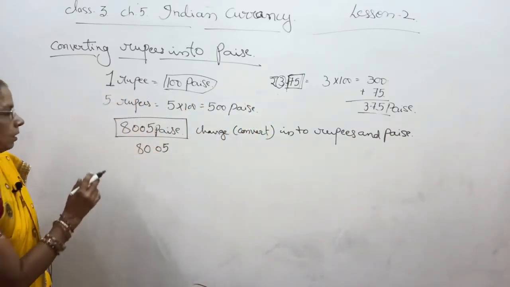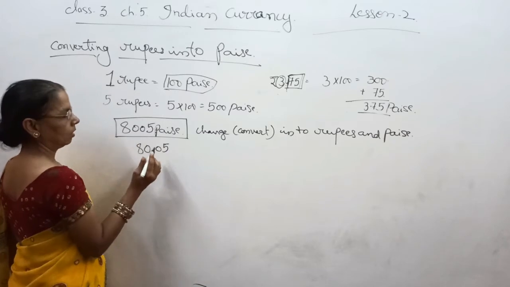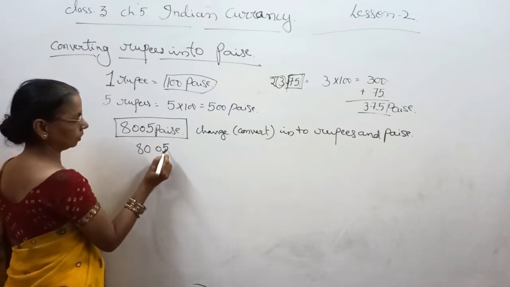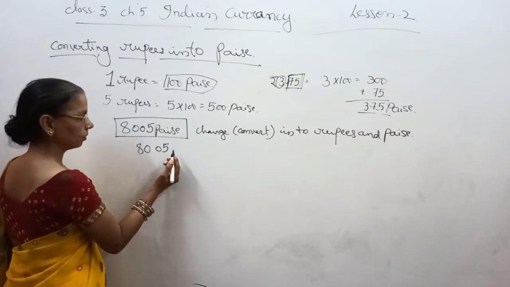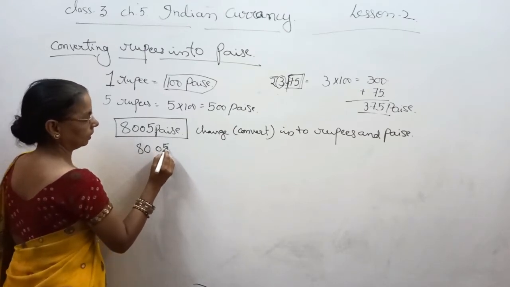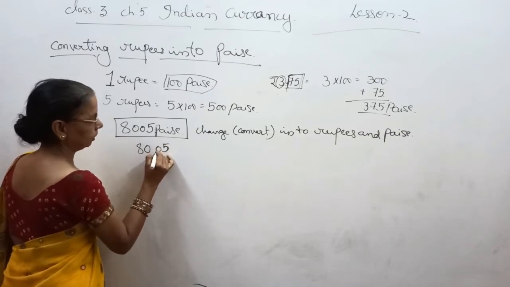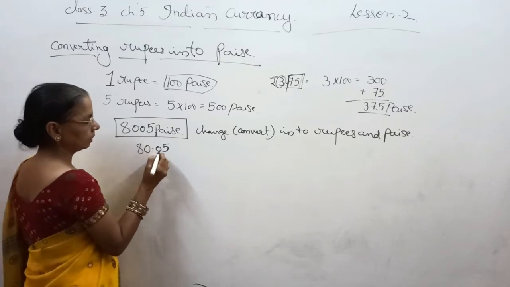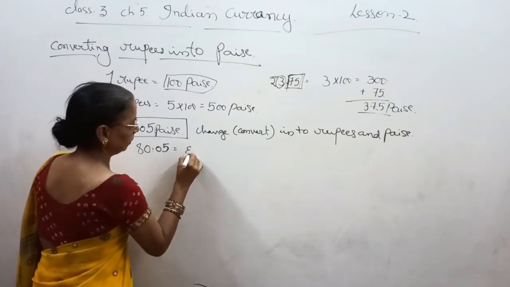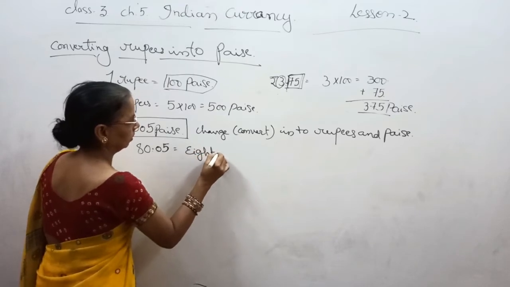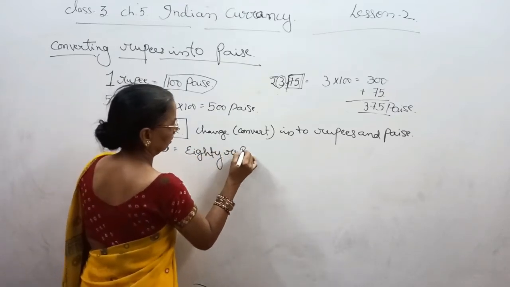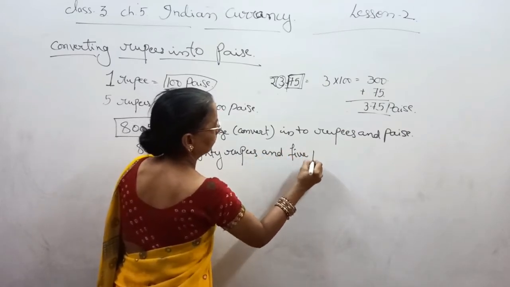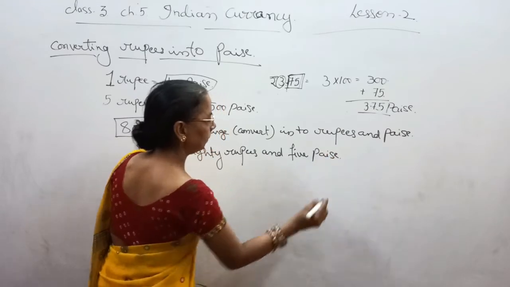Likewise, here 8005 paise is there. Now we have to put a point after 2 digits from right to left. That is 5, 0 and point. That is, after 80 we have to put a point. Then we say that it is 80 rupees and 5 paise. Simple.